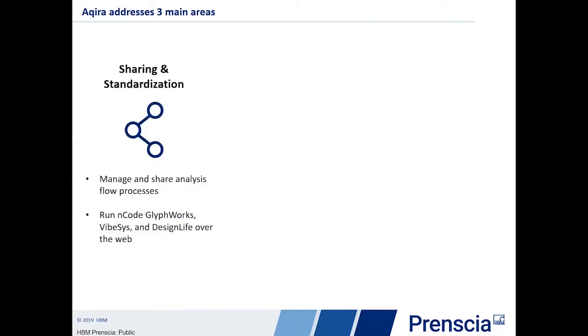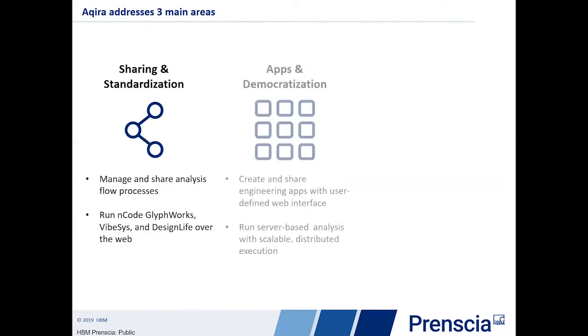Aqira addresses three main areas. We can describe it in three main topics of capability. One is in the area of sharing and standardization. So the ability to share and manage these analysis processes. In the context of Encode, it'll be Encode flow processes, and it also gives the ability to run the analysis directly over the web through a browser without having to have any locally installed software. So sharing and standardization is one aspect.